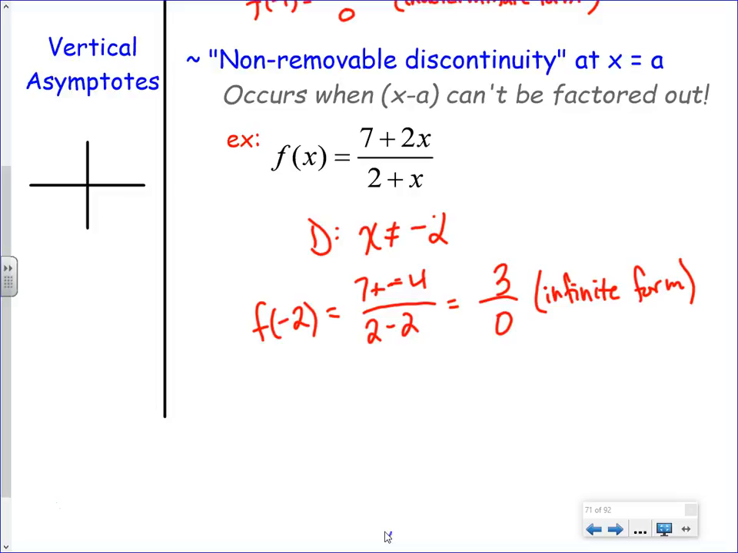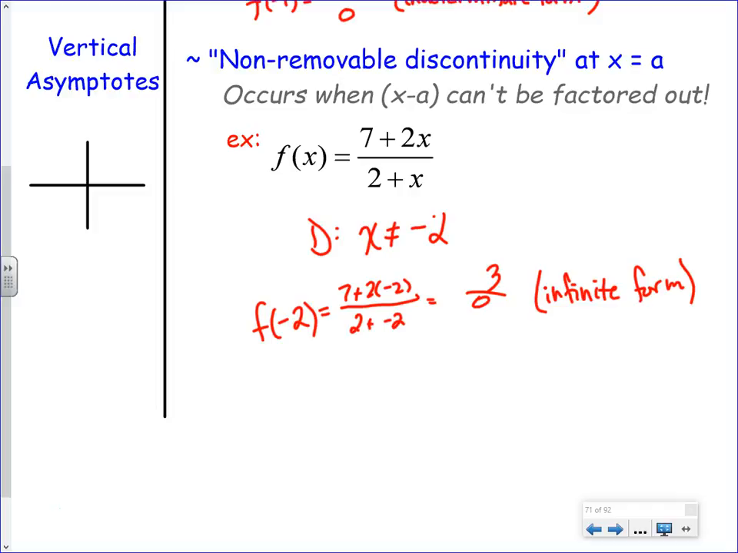My domain still says x can't be -2, that's true. And I think this is what you were asking about, Luca. If I tried to plug in -2, and I went really fast yesterday, I don't end up with 0 over 0. I end up with 7 plus 2 times -2 all over 2 plus -2. The bottom is 0, but what's different? You don't have 0 on the top. So that's why it's non-removable.